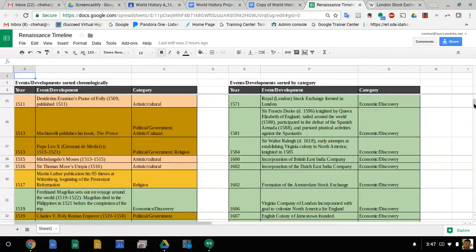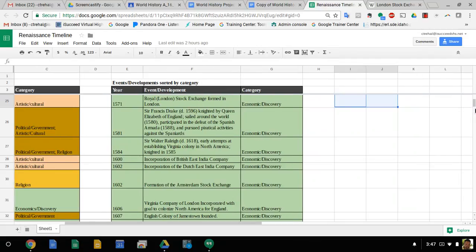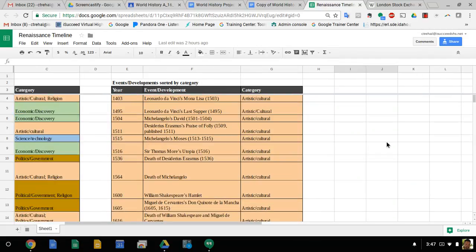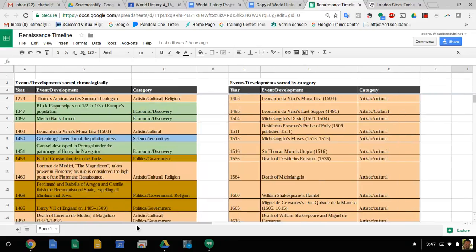Remember that you have to pick 9 of these, that you have to pick 3 per category. Pick the events that you feel are most important, that you feel either most relate to the Renaissance, or I think even more important, most relate to the modern world, because that is the important thing that you're going to be writing about in this essay.